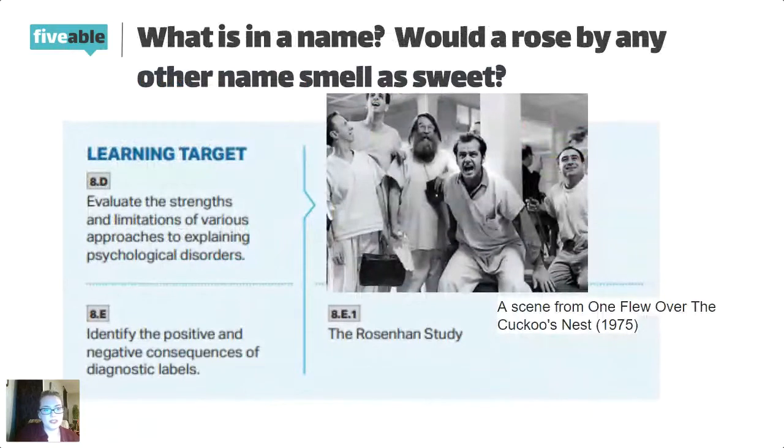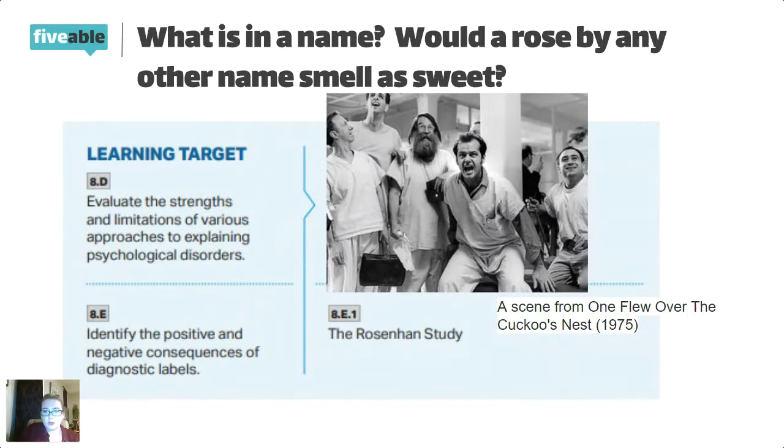Since we have this DSM, we're able to categorize people and to label them with certain disorders if they meet the criteria. This has good and bad effects. It's good because it allows us to give them proper treatment. If we know what the problem is and we've labeled it, then we know how to proceed. The problem is that there are a lot of negative consequences that come with those labels as well.